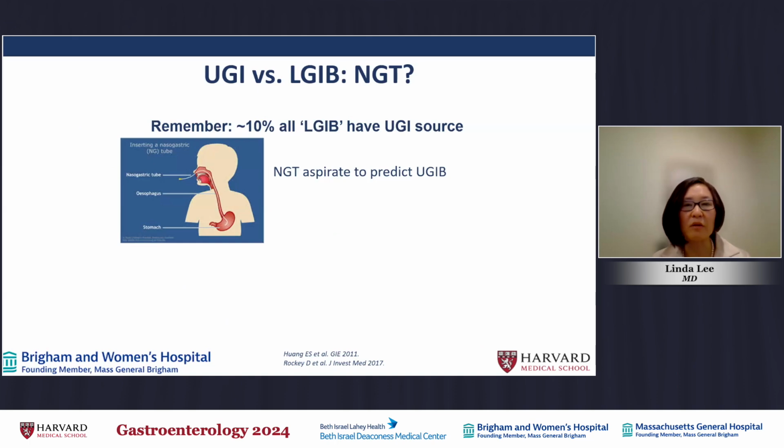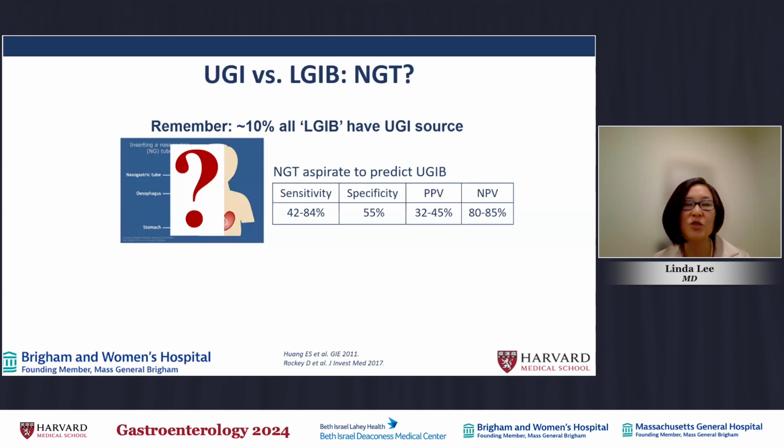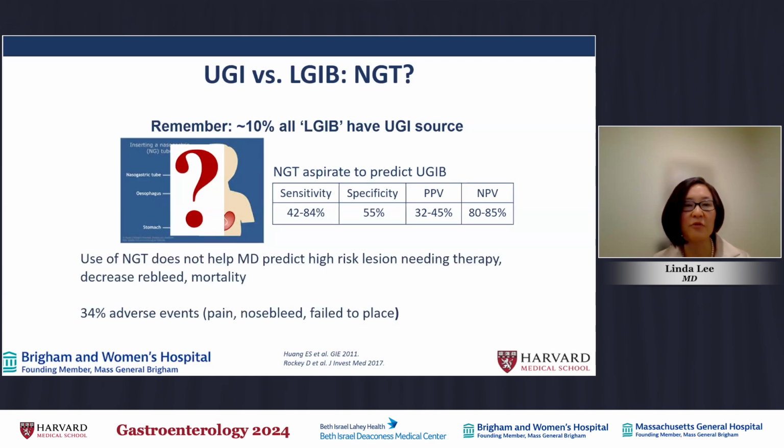Now, certainly we need to be aware that about 10% of all lower GI bleed ultimately are proven to have an upper GI source. And in the older days, we used to do the barbaric NG tube aspirate to predict upper GI bleed. As you can see there, the sensitivity has a wide range and not very specific.